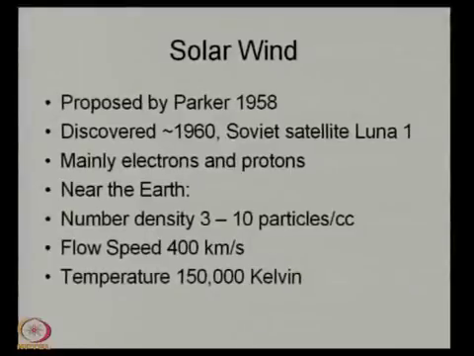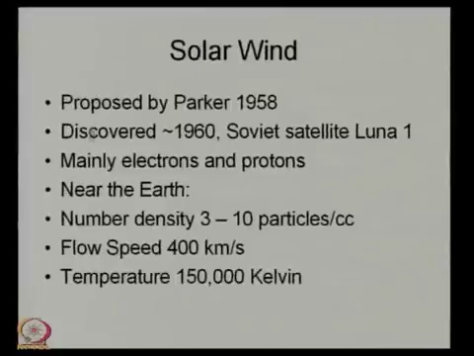Initially this calculation was not accepted; his paper was actually rejected from the ApJ by 2 referees. Fortunately Chandrasekhar was the editor and he accepted it. This proposal was verified by a Soviet satellite in 1960, Luna 1. Now it is well known that there is a solar wind. So the gas outside the sun is not in hydrostatic equilibrium, it is actually blowing out. Okay, and it is mainly made up of electrons and protons like the corona.